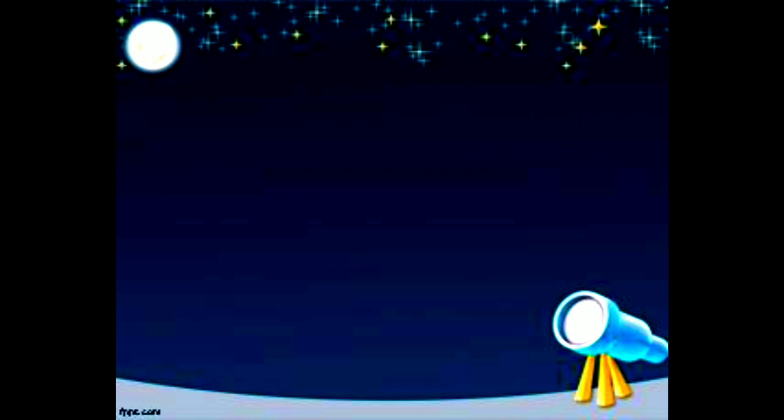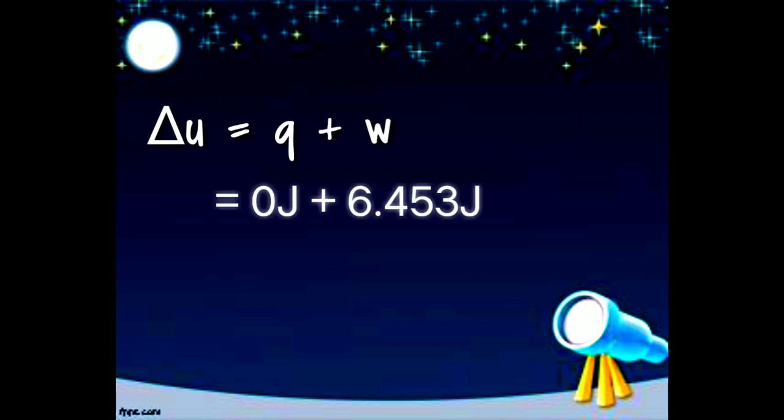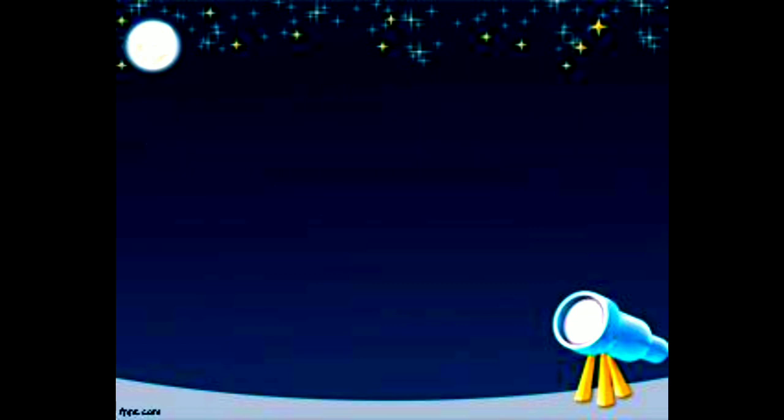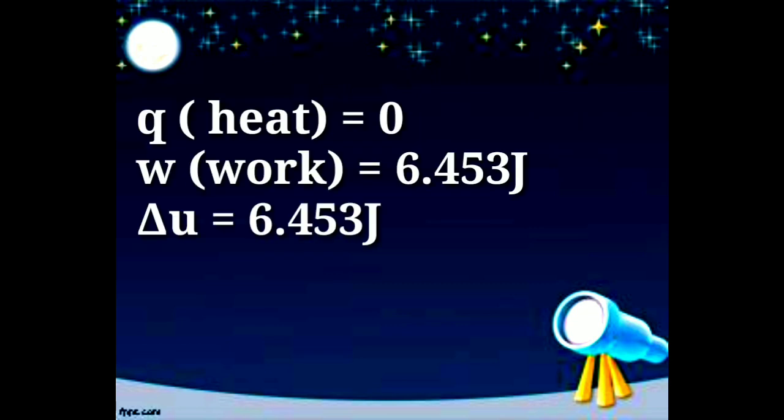For the change in internal energy, delta U is equal to Q plus W, which is equal to 0 joules plus 6.453 joules, and results in 6.453 joules. Therefore, the heat, work, and change in internal energy of the compressed gas are 0 joules, 6.453 joules, and 6.453 joules, respectively.